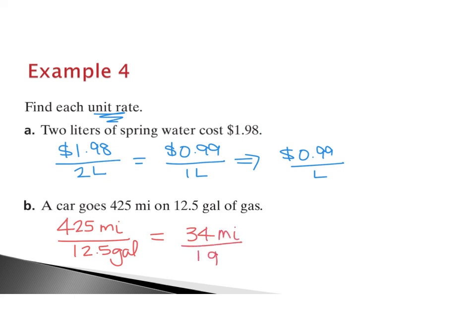for every 1 gallon. And again, because this is something that's a little more well known, you could write this as 34 miles per gallon, or every once in a while you'll even see MPG, which indicates that it's miles per gallon. Okay, so please let me know if you have any questions.